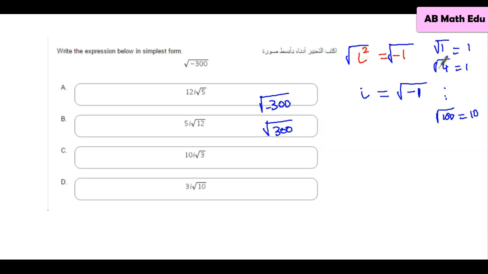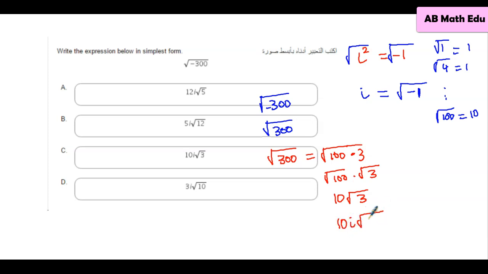And I told you to always start from the high. Start from the high and move to the lowest. That will help you shortcut most of the questions. So 100 can go into 300, and 100 is a perfect square, so that's really good. So we can write 300 as the square root of 100 times 3, and then you split it. The square root of 100 is 10, and then root 3. But it was negative, and the negative is where the i is coming from, so it's just going to be 10 i root 3.